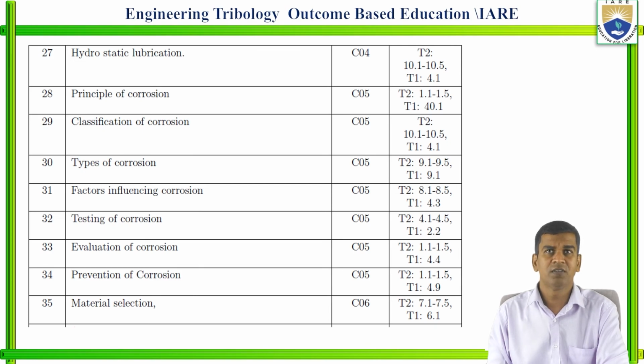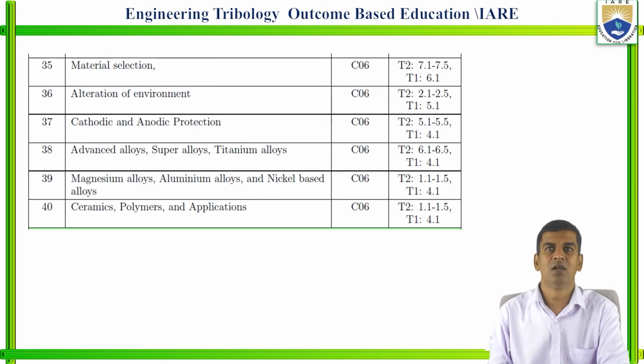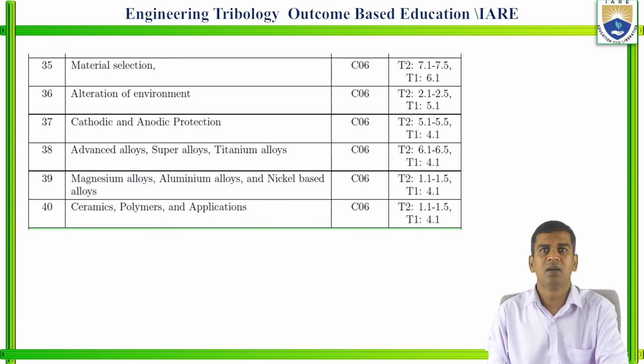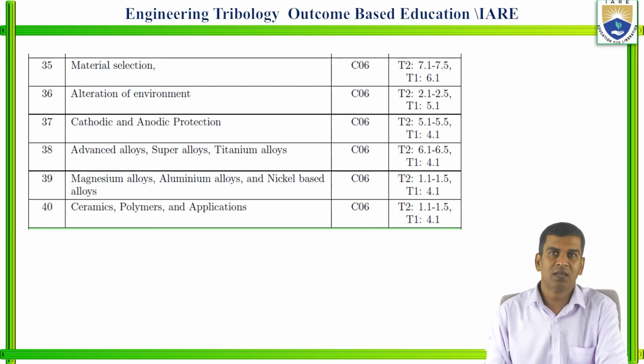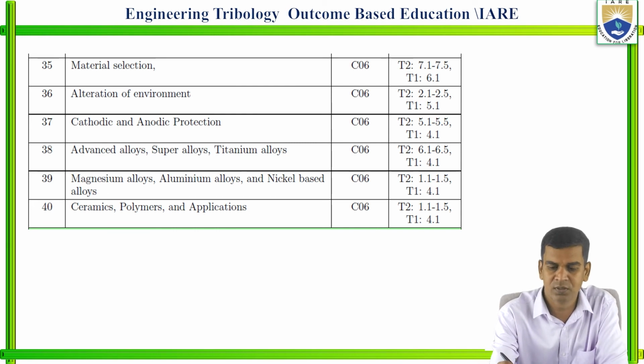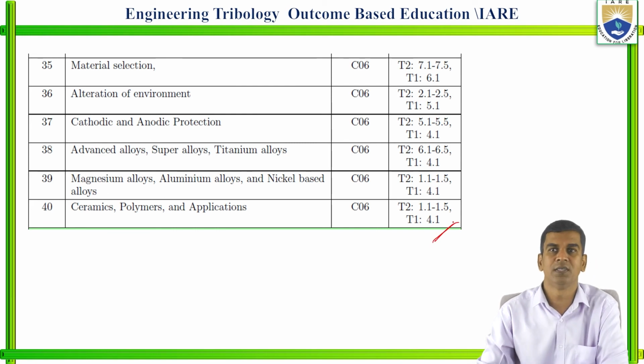From next onwards, you can see the principle of corrosion, classification of corrosion, types of corrosion, factors influencing corrosion, testing and evaluation of corrosion, prevention of corrosion, and material selection. All these are related to CO5 and CO6. CO5 covers material selection, and CO6 covers alteration of environment, ceramics, polymers, and their applications. All these topics are related to CO6 and the respective textbooks are followed here.